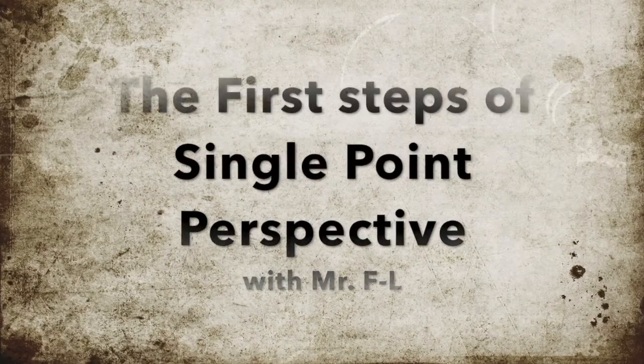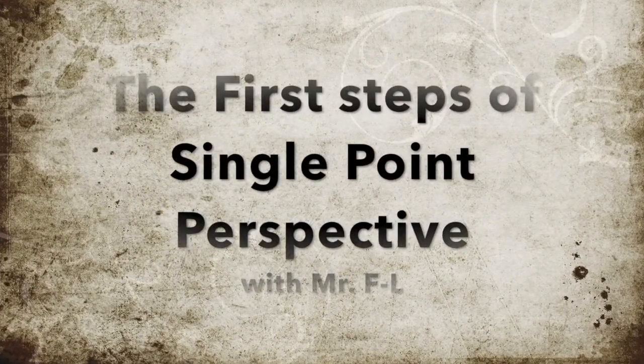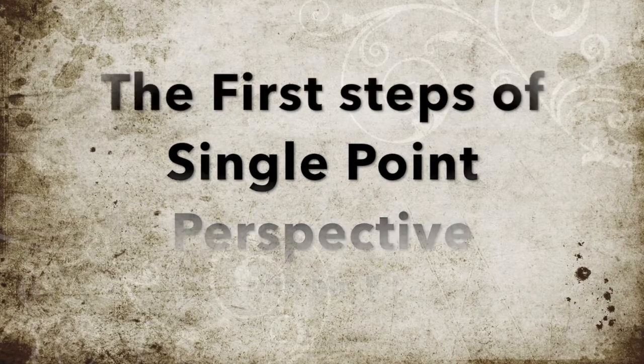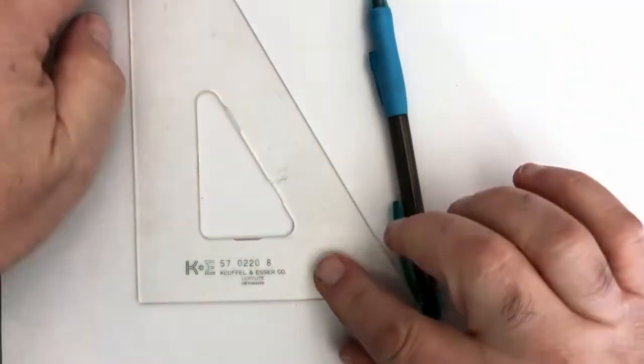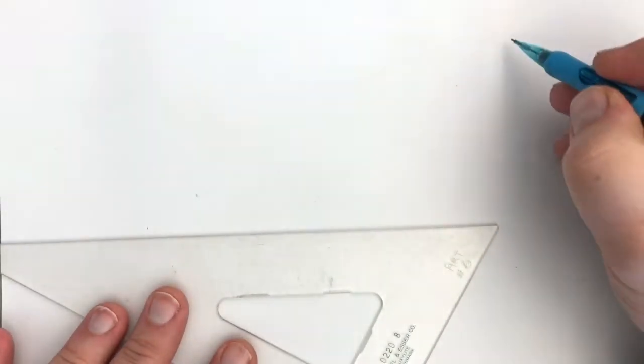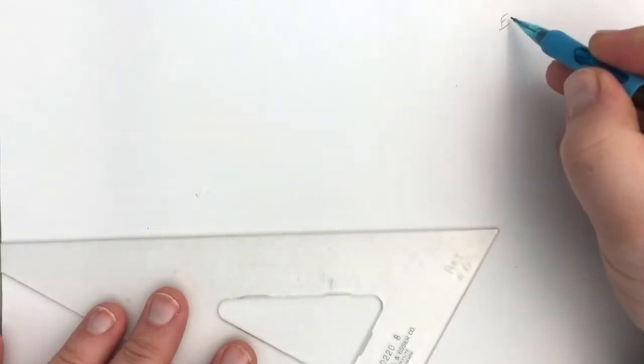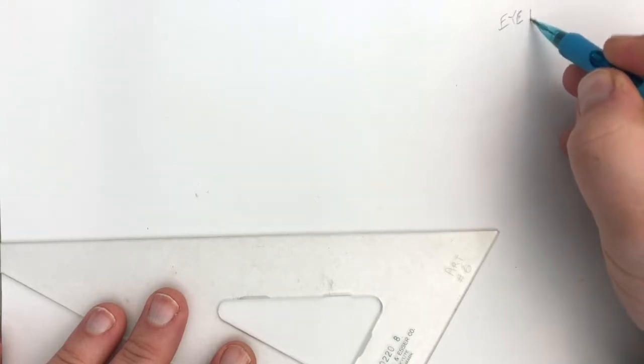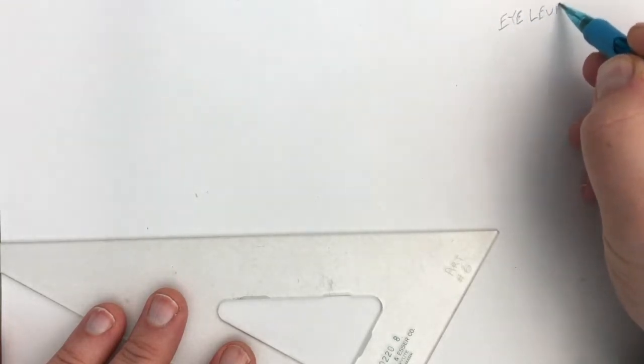In this video, I'm just going to outline the basic concepts of single point perspective. To do so, I would normally use a ruler, but I want you to realize that it's not measurements that are important in this case, it's just the straight line. So I'm using a straight edge triangle with no measurement markings and my mechanical pencil to keep my lines nice and crisp. My first concept is going to be the horizon or eye level.